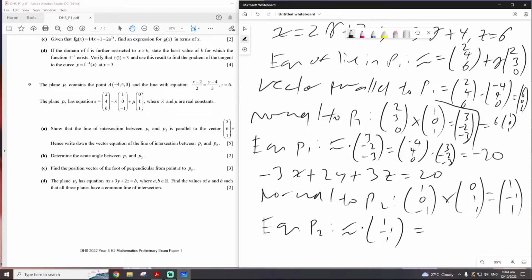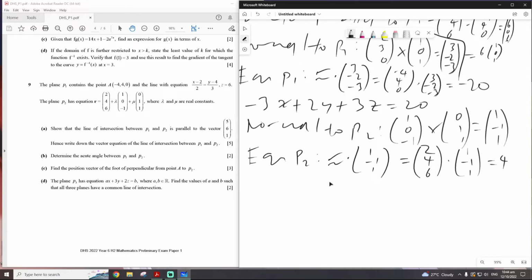And (2, 4, 6) is also on that plane. You'll actually notice that (2, 4, 6) is on both planes, right? Which is quite interesting. So (2, 4, 6) dot (1, -1, 1), which is 4. So you get x - y + z = 4. Okay. Let me call this equation 1, and let me call this equation 2.